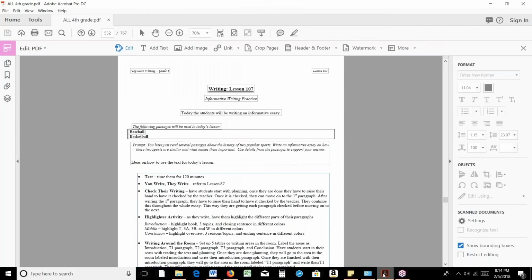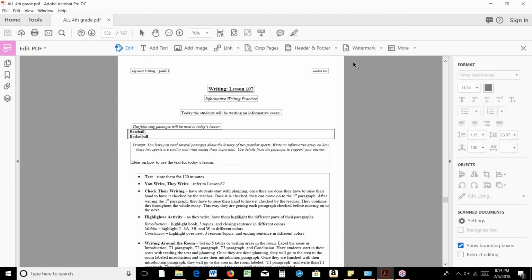So we are getting close to test day, and again, I have another tip I want to go over with you and explain how you can use prompts like this, or create some of your own, to expose students to different ways they may have to set up their planning. I'm going to pull up one of the lessons. This is from 4th grade.